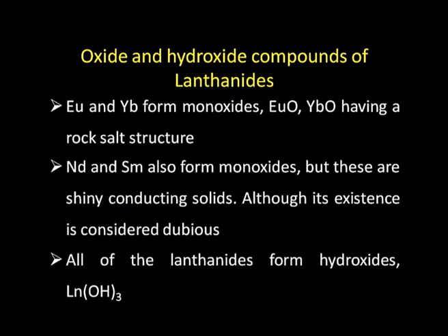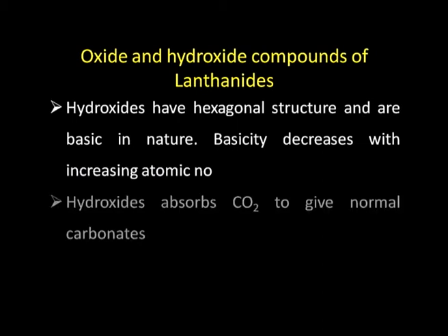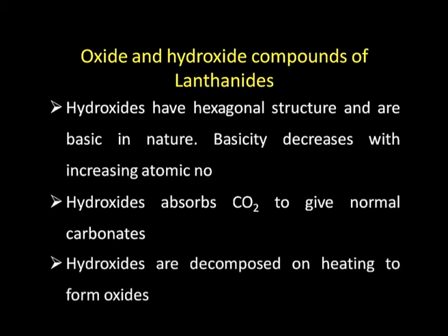All of the lanthanides form hydroxides of type Ln(OH)3. The hydroxides have a hexagonal structure and are basic in nature. The basicity of the hydroxides decreases with increasing atomic number. That is, the basicity decreases as you move from lanthanum to lutetium. The hydroxides absorb carbon dioxide to give normal carbonates. The hydroxides decompose on heating to form oxides.